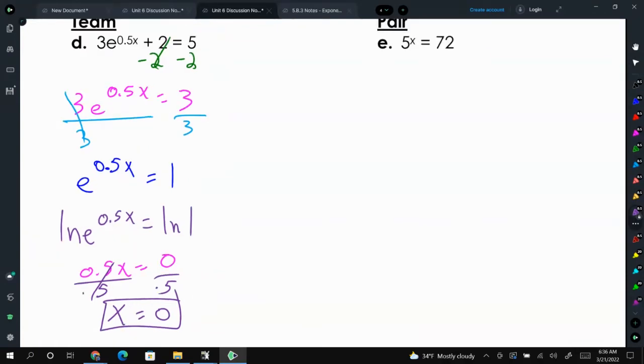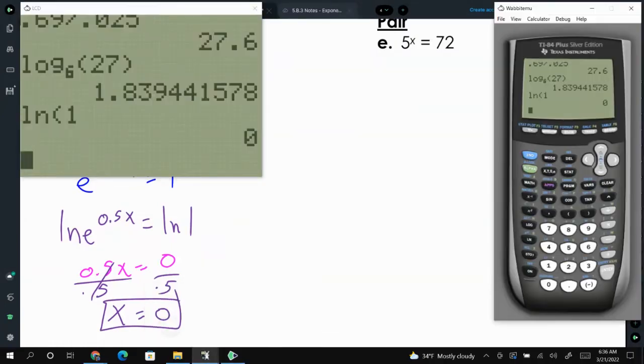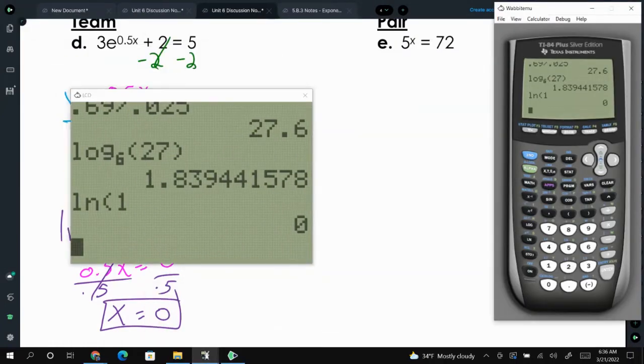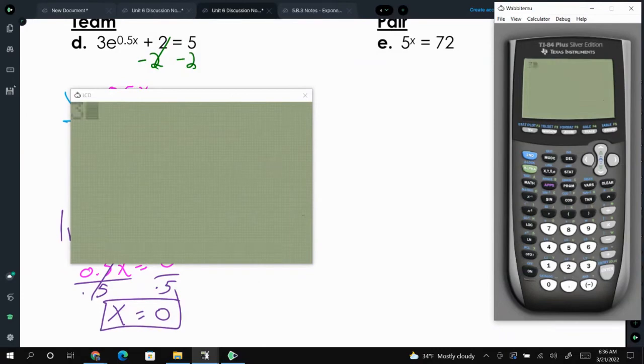Now, one of the things I do like to do if I'm using my calculator is plug in your x value. So 3 times e raised to the 0.5 times 0 power plus 2, and we should get 5. So I'm confident that we've done this correctly.